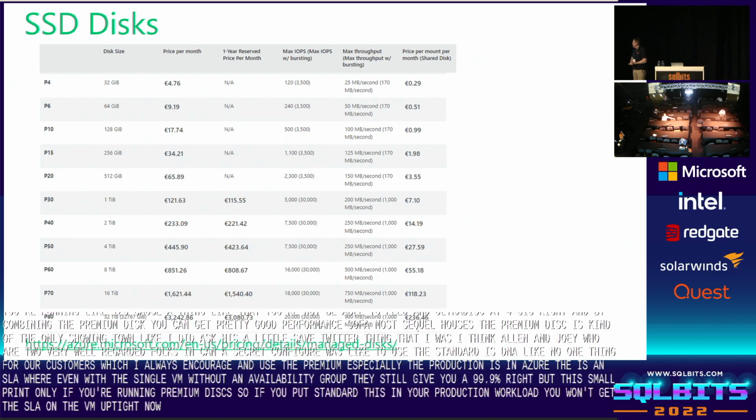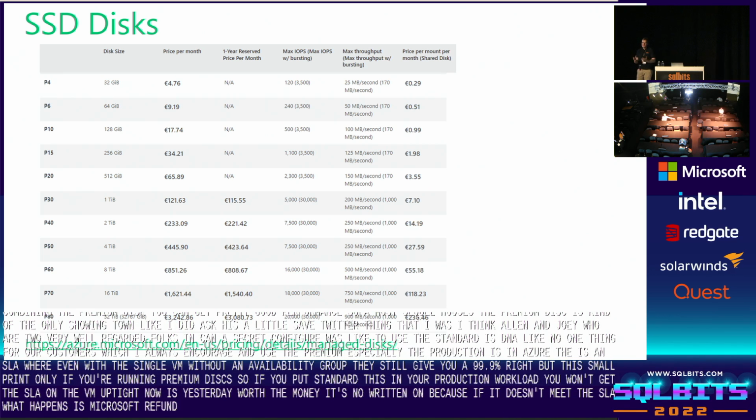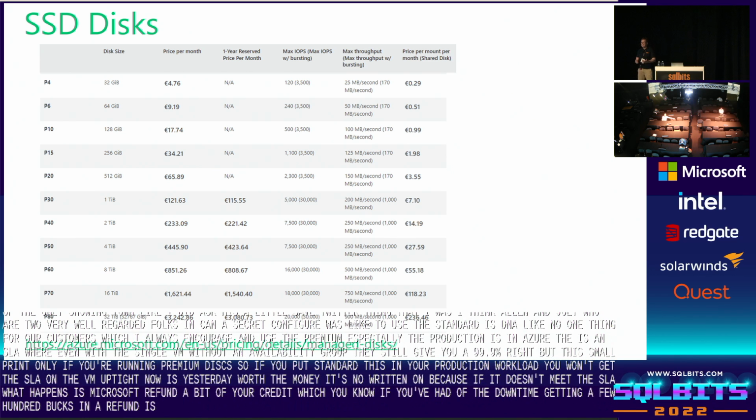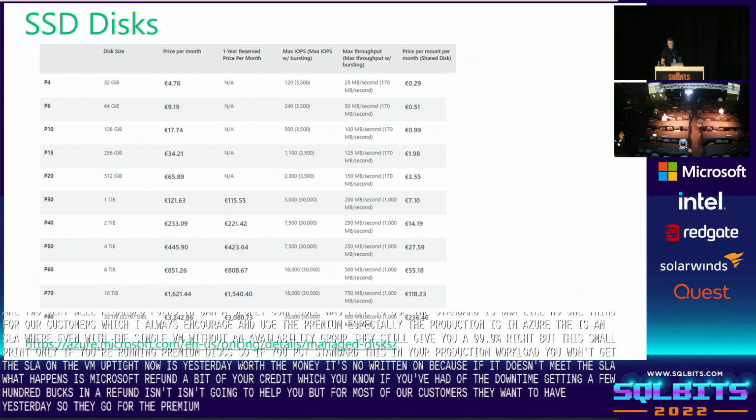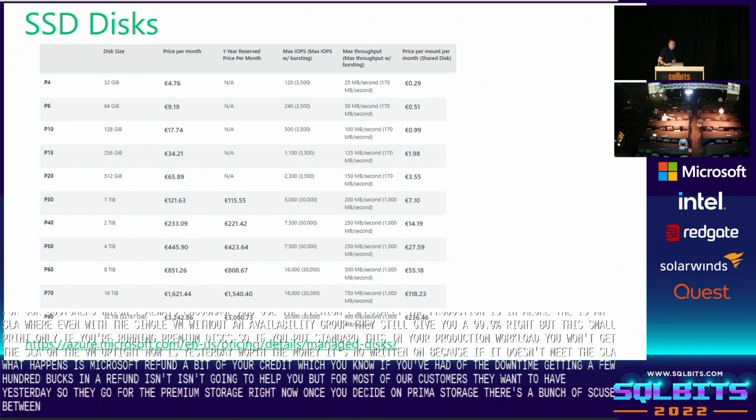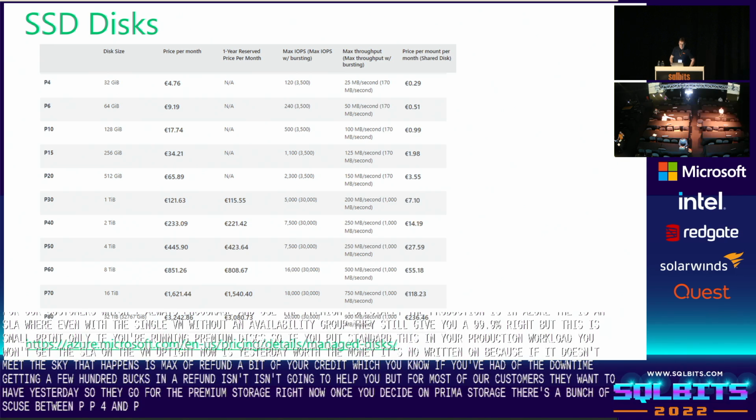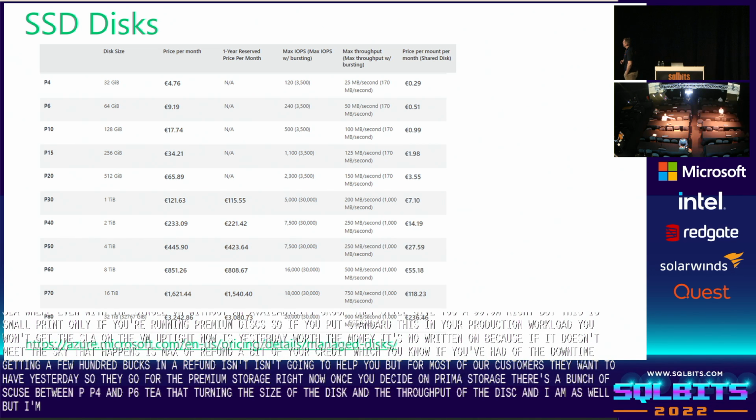Now, is the SLA worth the money? Because if it doesn't meet the SLA, all that happens is Microsoft refund a bit of your credit, which, you know, if you've had obviously downtime, getting a few $100 in a refund isn't going to help you. But for most of our customers, they want to have the SLA, so they go for the premium storage, right? Now, once you've decided on premium storage, there's a bunch of SKUs between P4 and P60 that determine the size of the disk and the throughput of the disk, and IOPS as well, but I mainly look at throughput, right?